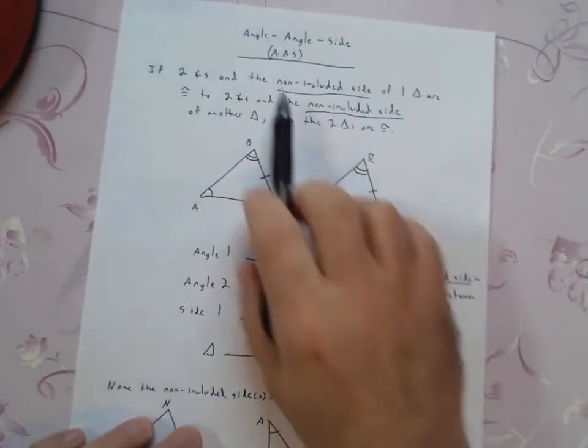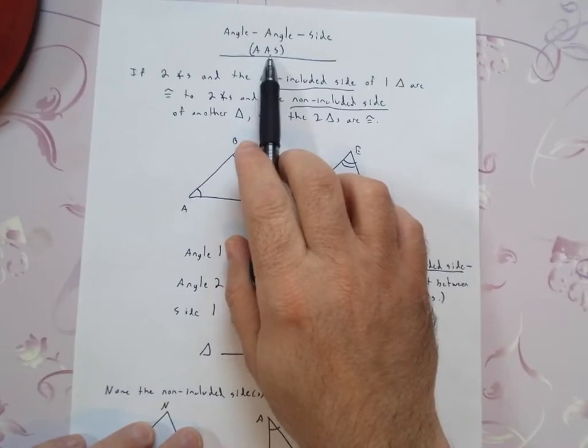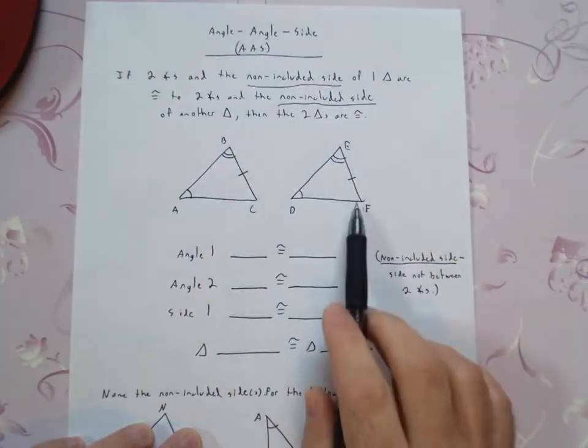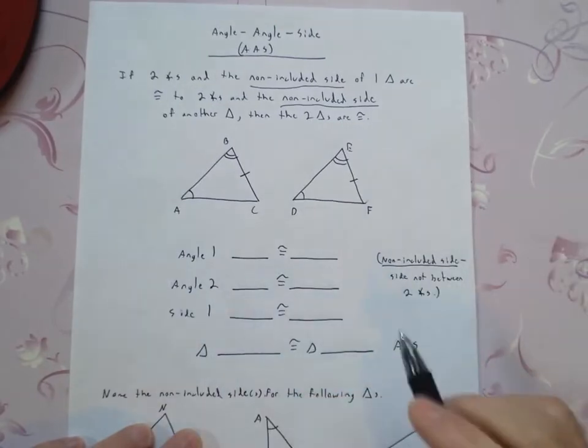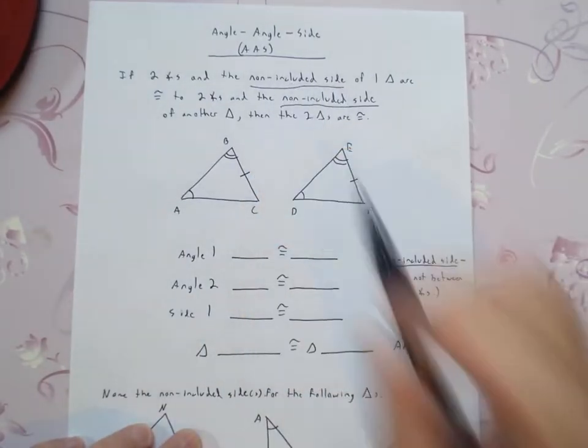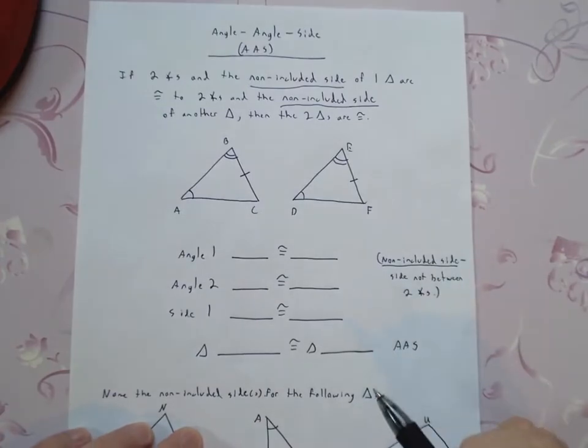So, angle, angle, side, again, it's another checklist. I got to have two angles and a side. But again, the side's very specific. It's got to be outside the two angles. In the next video, you'll see what it means to be an included side. But we're going to do the non-included side first.